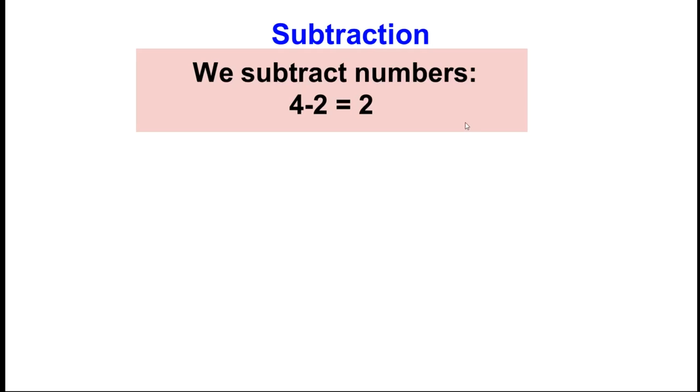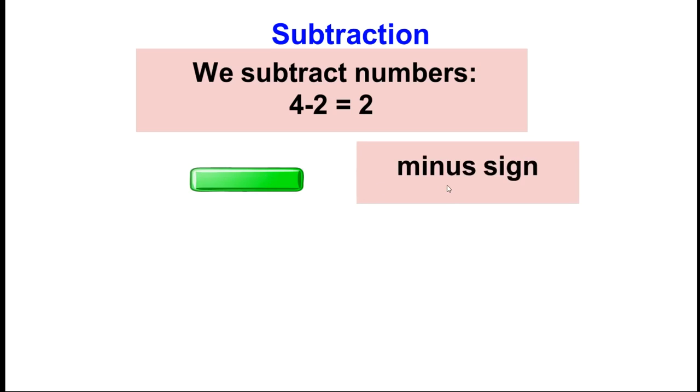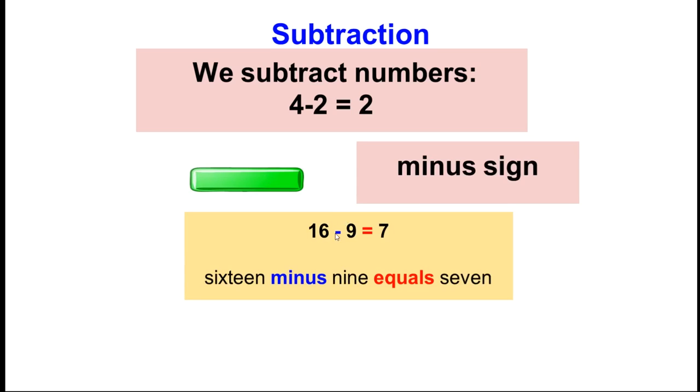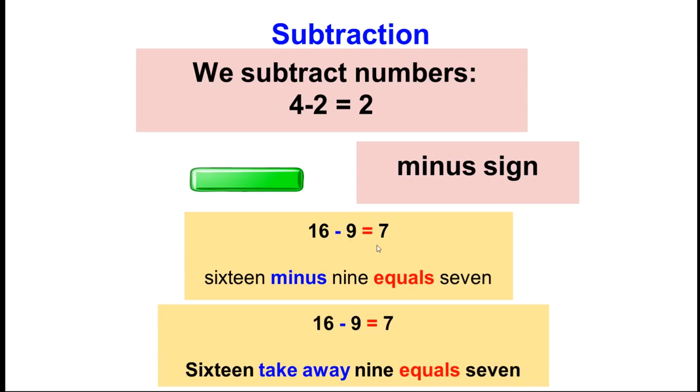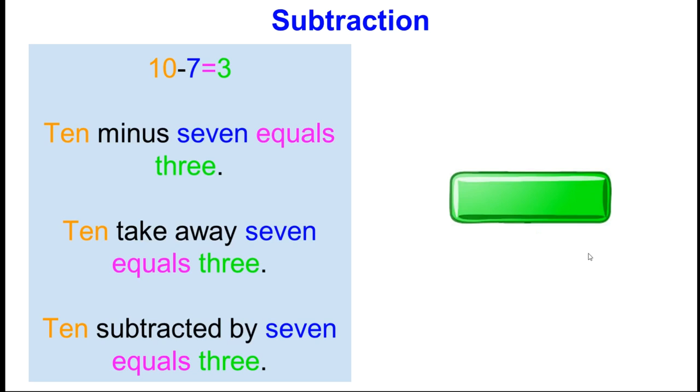Subtraction. We can also subtract numbers. This is my symbol for subtraction. It's called the minus sign. We say, for example, 16 minus 9 equals 7. We can also say 16 take away 9 equals 7. My operation is called subtraction, but when reading, we say minus.